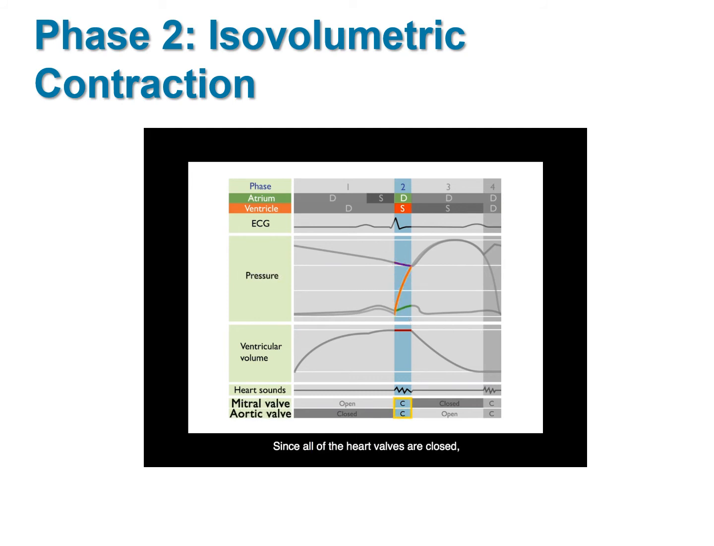Since all of the heart valves are closed, blood cannot enter or leave the ventricle. The volume in the ventricle remains constant at the end diastolic volume, or EDV. That's why this phase is called isovolumetric contraction. With the volume in the left ventricle now constant, continued ventricular contraction causes ventricular pressure to rise rapidly, approaching the value of the decreasing aortic pressure.